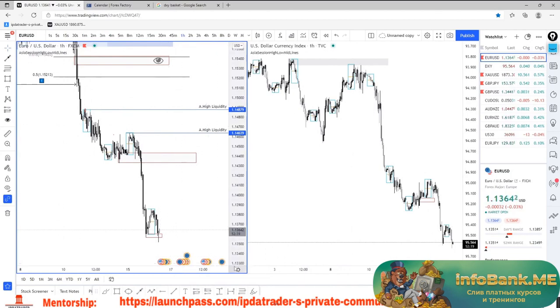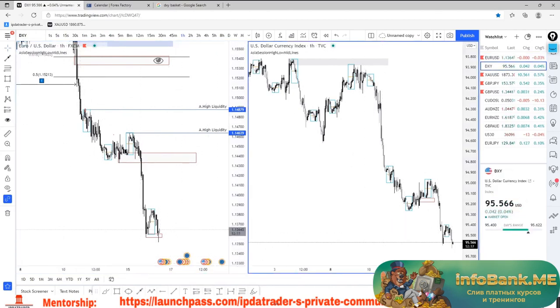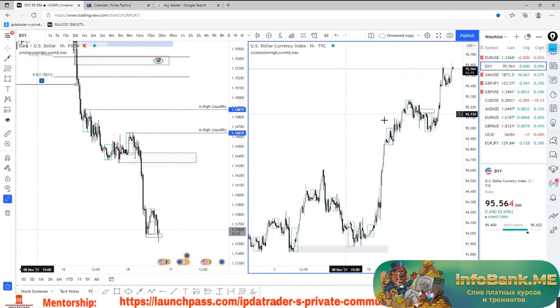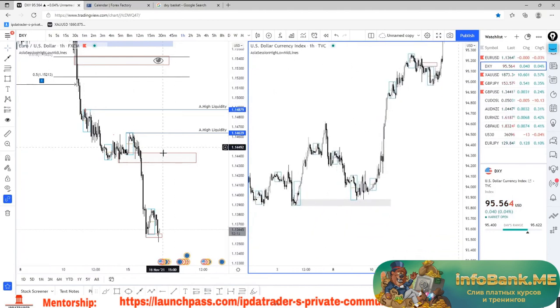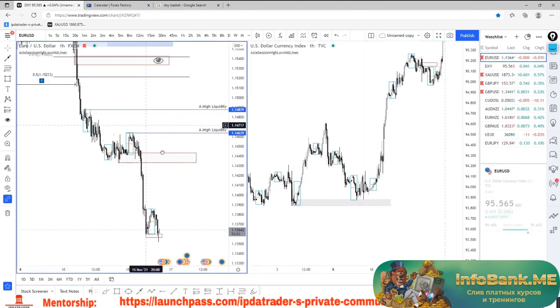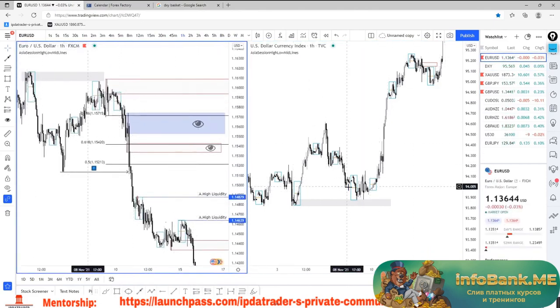Because now if we flip the DXY back up, we can realize, for example, if we look at this mitigation, this happened on the 9th of November, 5 a.m. in the morning. And we look at Euro USD during that same period, which is over here. You can see that being shown to the left with that dotted line over there.